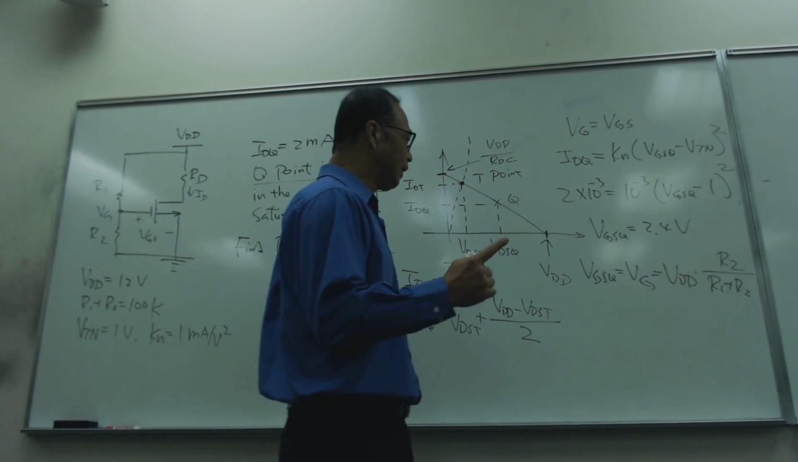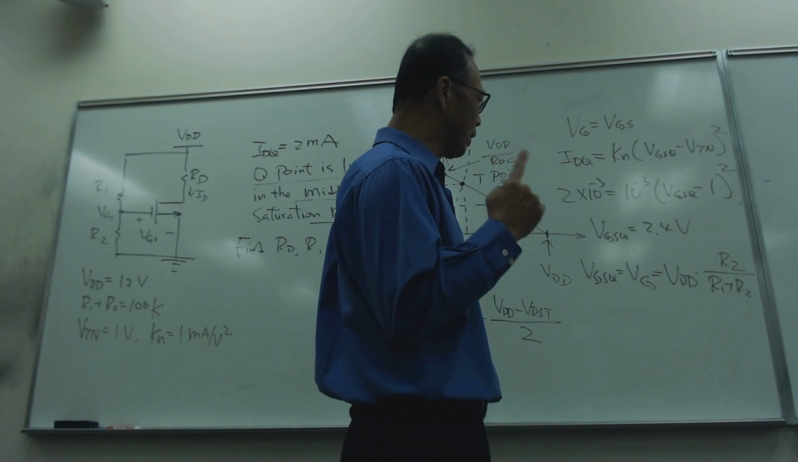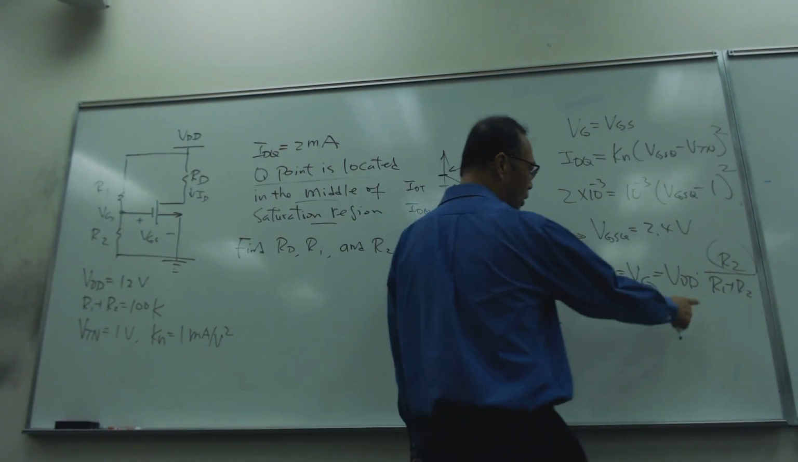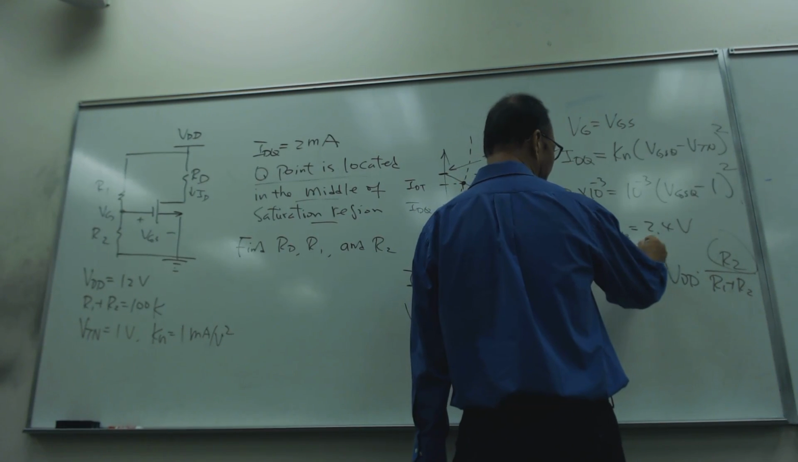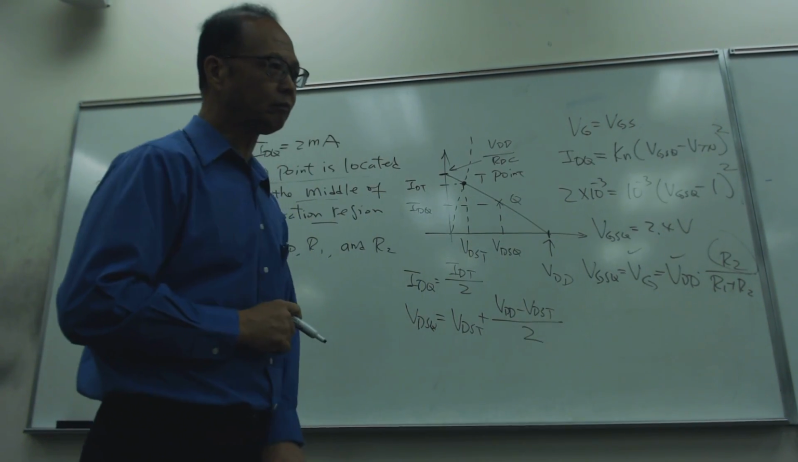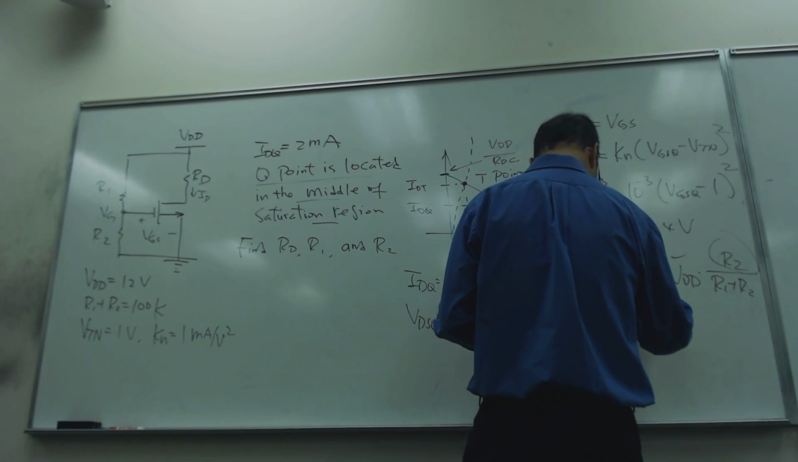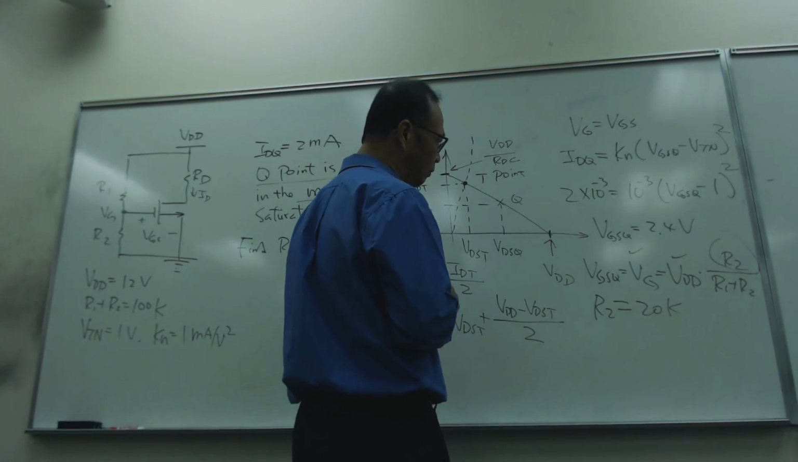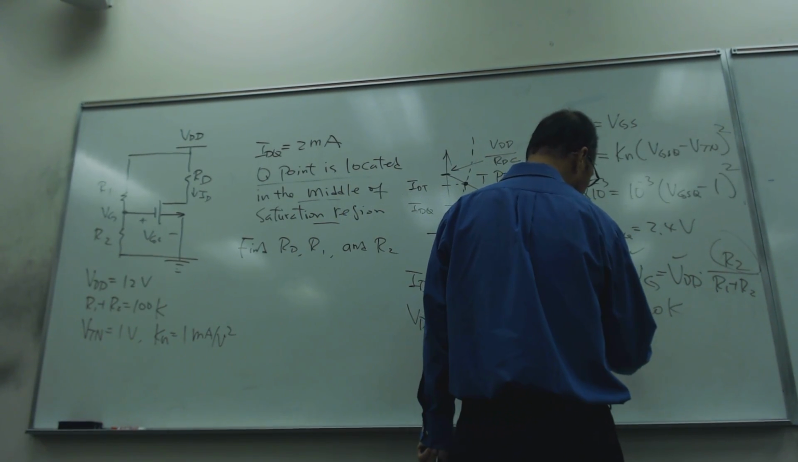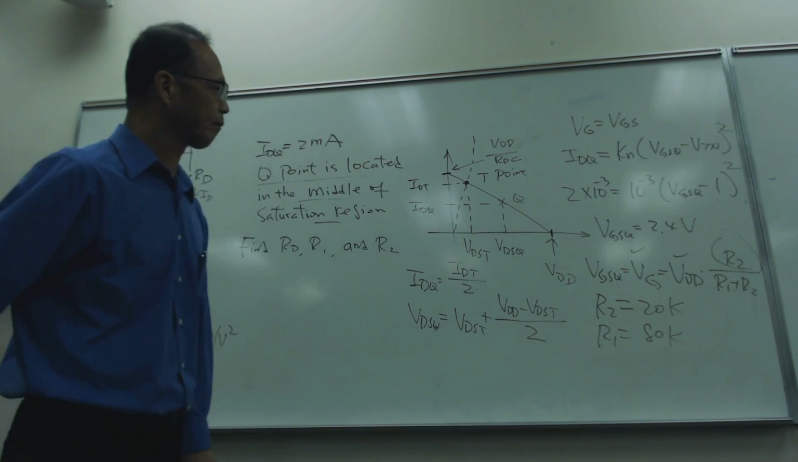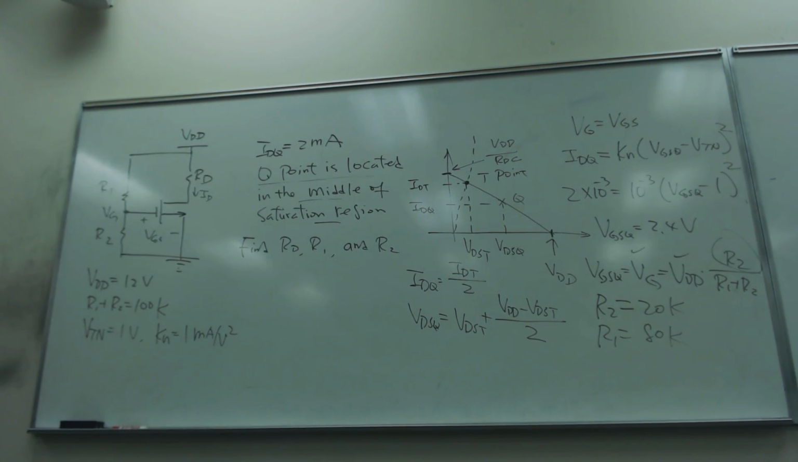Okay, then again, I got one equation and one unknown. The unknown is this guy. Got it? Because R1 plus R2 is given. This is known, this is known, right? So therefore, I can find R2 equal to 20K. And once you know R2, you know R1, huh? So R1 is equal to 80K. All right.